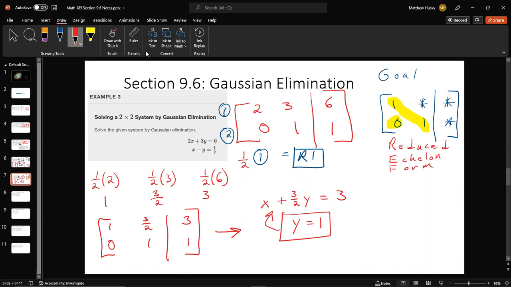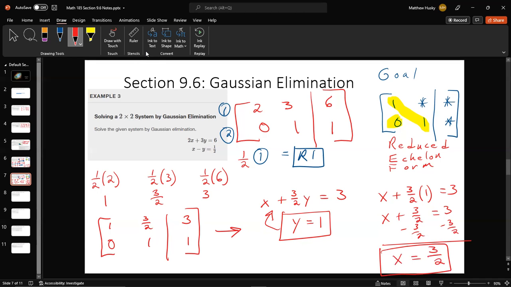Now all we need to do is plug in that value into this top equation. That's going to be X plus 3/2 times 1 equals 3. That's X plus 3/2 equals 3. And you can subtract that. And fun fact, 3/2 is 1.5. If you do 3 minus 1.5, you get 1.5, which means X is also 3/2. So we now know the values of X and Y, and we can write our solution as 3/2, 1. And there you go. That is the actual answer.